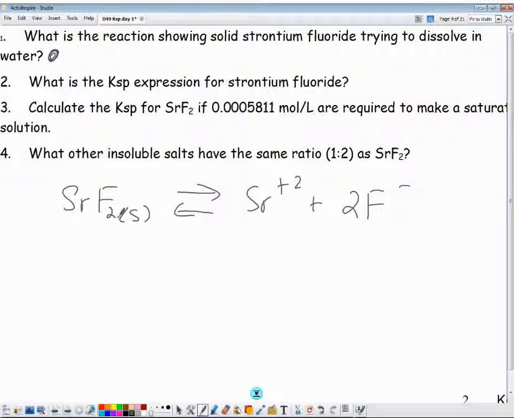And we kind of have to get used to that because we're used to doing decomposition, especially since we just left gases. So that's okay. That's why we're doing what we're doing today and getting going on breaking it up into ions. Okay, so it says, what is the KSP expression for strontium fluoride? Ashley, what would I write down for the expression of KSP for strontium fluoride?